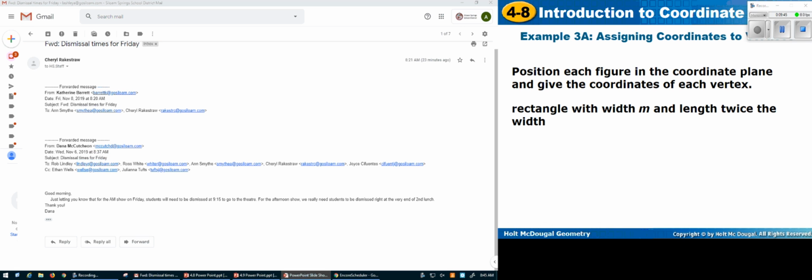So position each figure in the coordinate plane and give the coordinates of each vertex. Notice what happens now. We're dealing with what shape? Rectangle. But what do they tell us about the rectangle?